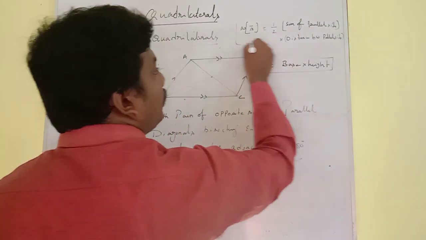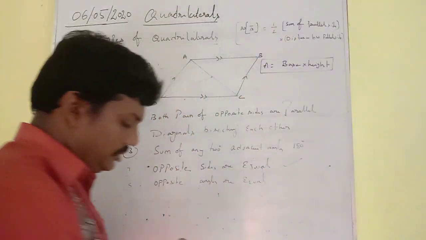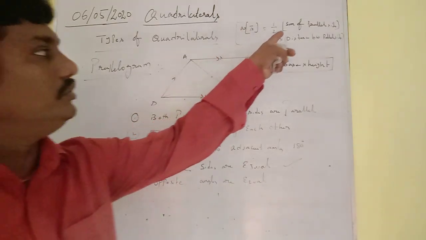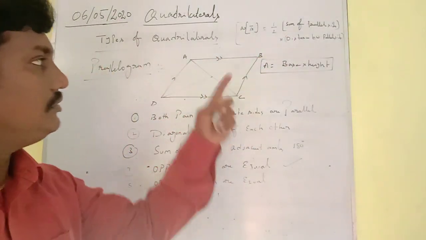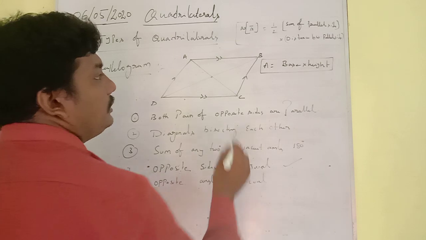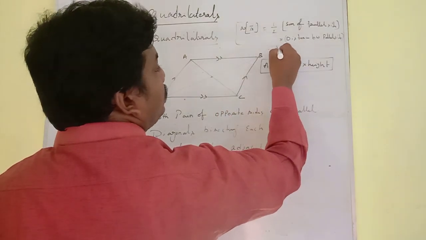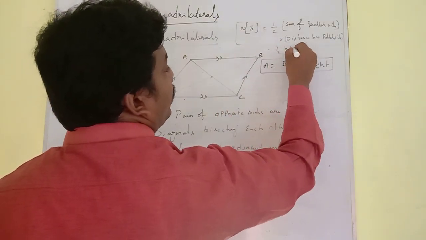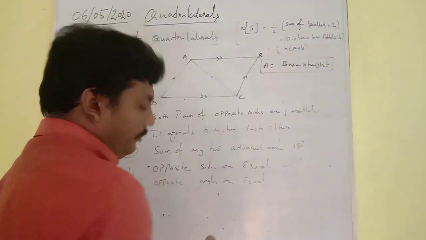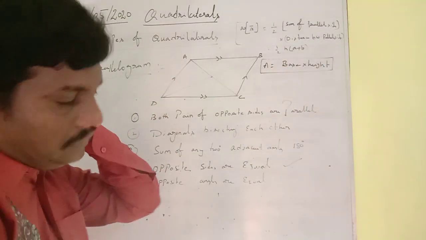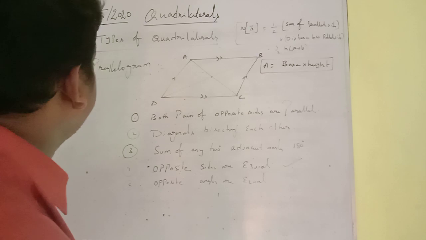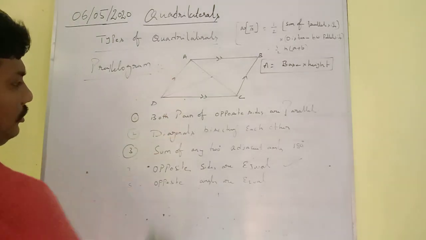So this is the formula for the area of a trapezium. Area of trapezium is equal to half into the sum of the parallel sides into the distance between the parallel sides. You can simply take it as half into h into (a plus b), where h is the distance between the parallel sides.